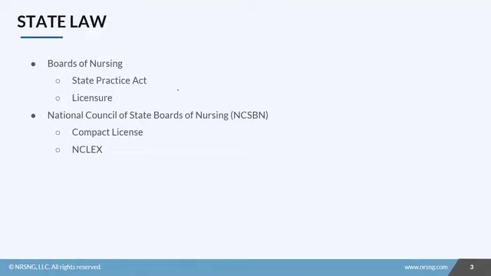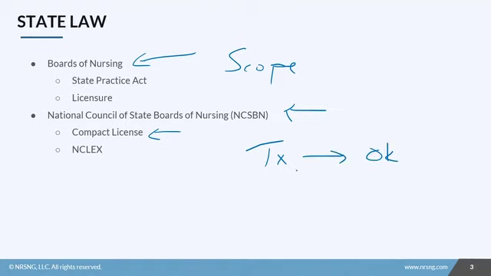In every state, there is a board of nursing, and they regulate nursing practice, scope of practice, and licensure. They are the ones that deal with violations. There's another important governing body called the NCSBN, the National Council of State Boards of Nursing. They actually regulate the boards of nursing and provide oversight. The NCSBN is also in charge of compact licenses. So let's say you get a compact license in Texas and you want to go practice in Oklahoma, you can do so without having to sit for the NCLEX again, or you wouldn't have to get a new license.